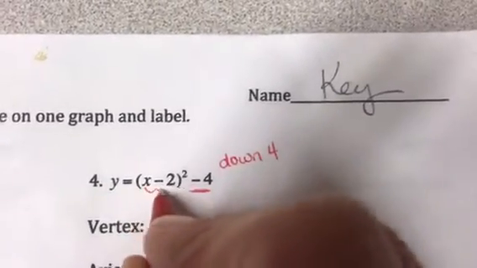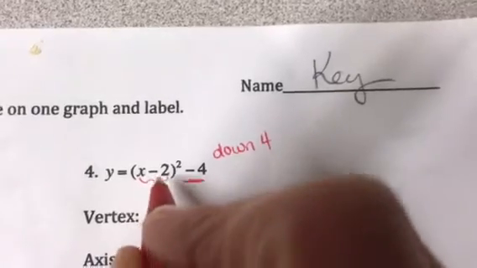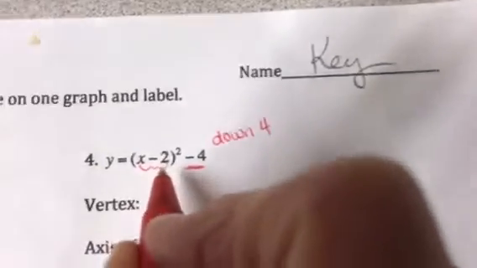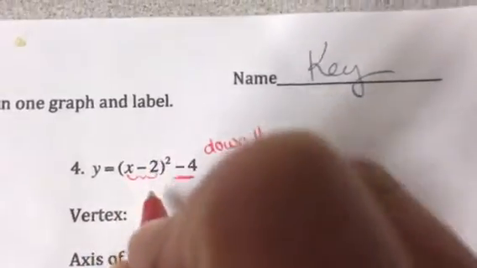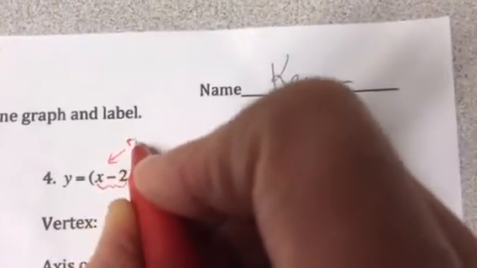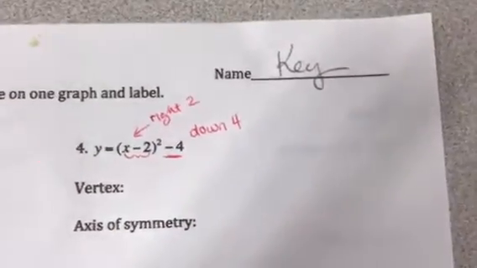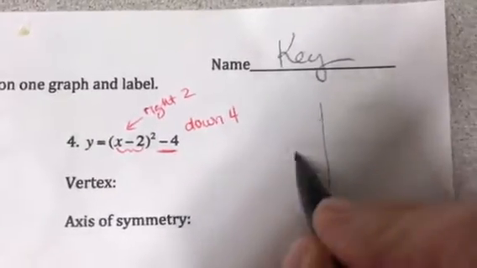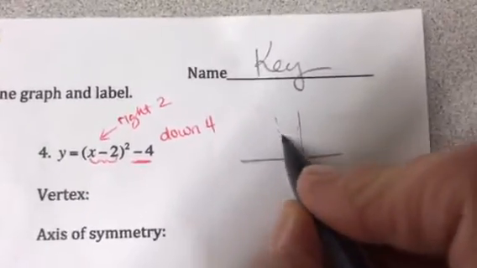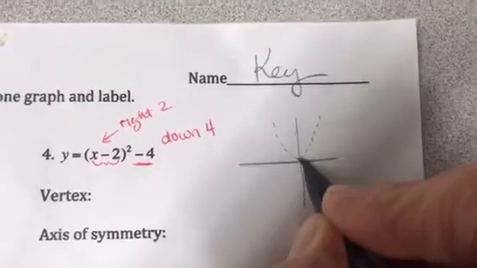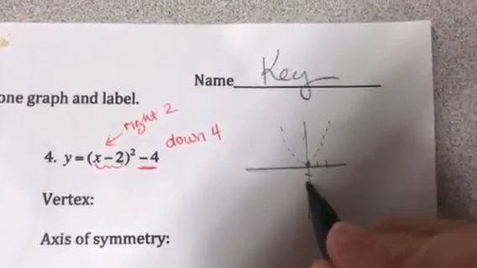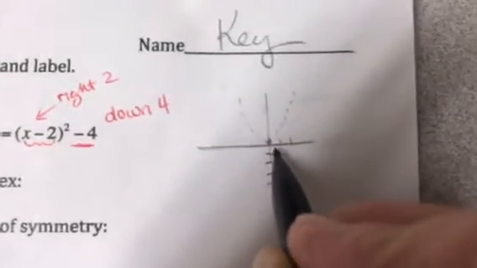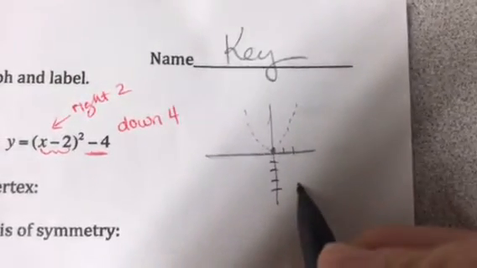This one, this -2, is messing with my x, so it's going to mess with my mind. You would think it's going to go left 2, but it's going to do the opposite of what you think. So this is going to make it go right 2. Before I even graph this one, down on the lower part, let me say a standard parabola looks like this, right here at 0, 0. But this one's going to go right 2 and down 4. It doesn't matter which one you do first. If I go right 2 and down 4, I'm going to be right there.